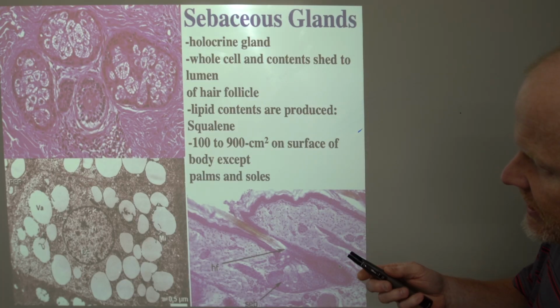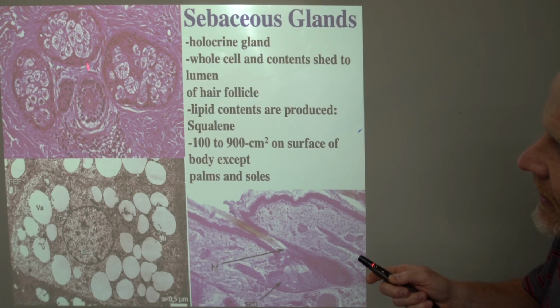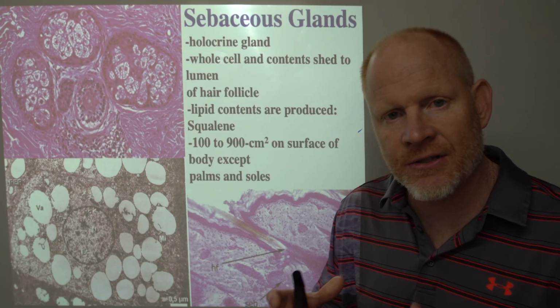So this is what sebaceous glands look like. They're lobular. And notice the cells that make up the glandular part of it are flocculent or bubbly.